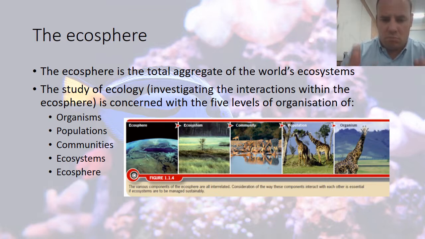An organism is one of them. A population is a series of the same species. A community is those species working together as a community. An ecosystem is those dynamic relationships, and the ecosphere is the total amount of all the world's living things.